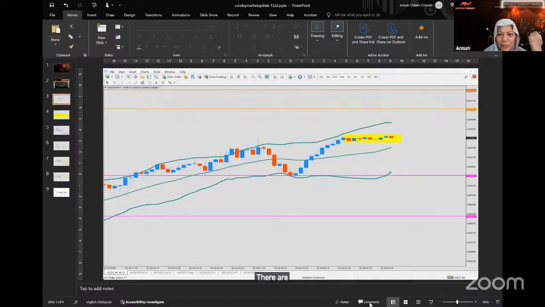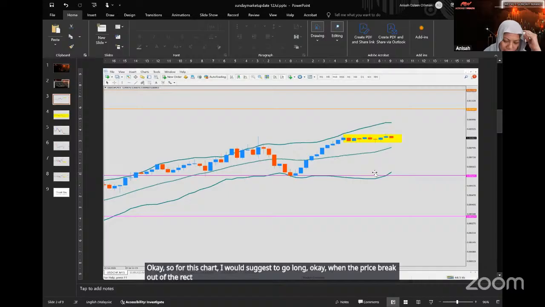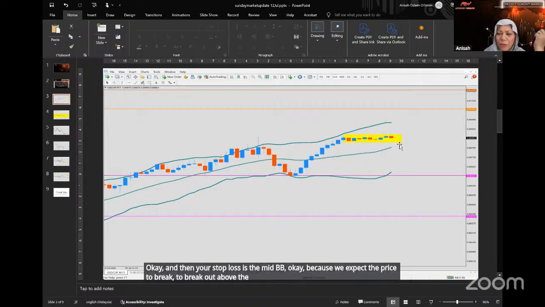There are two setups for this. As you can see the yellow box there, for this chart I would suggest to go long when the price breaks out of the rectangle. So that is 0.80887, and then your stop loss is the mid BB, because we expect the price to break out above the rectangle.